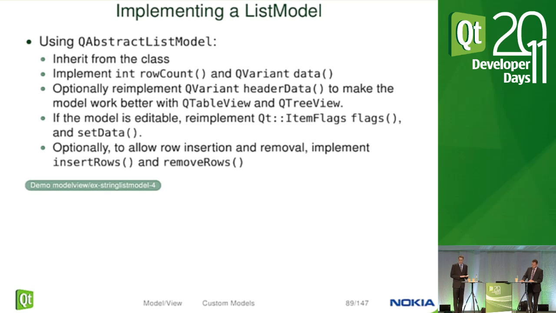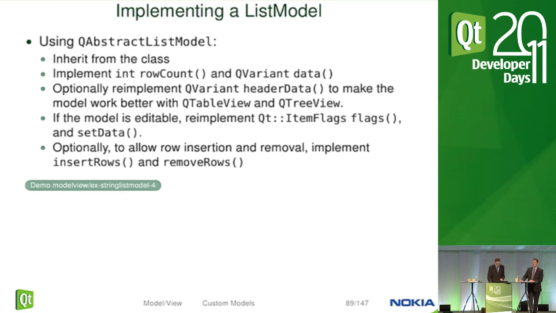What else do we have? Yeah, insert and remove rows. So if you want to give the user the ability to add new rows or delete rows, then we have an interface for that as well. But all of this is optional. The very least you need is row count and data to actually see read-only data on the screen. Okay. That was the list model.